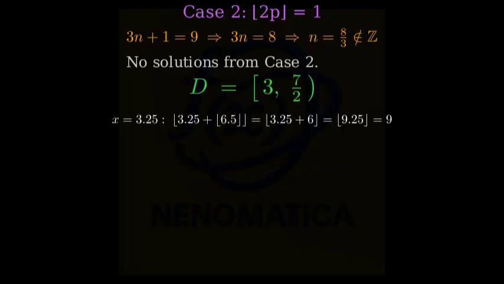Step 5. Final answer. The complete solution set comes from case 1 only. Therefore, x lies in the interval from 3 to 7/2, including 3, but excluding 7/2. As a quick check, picking x equals 3.25 gives floor of 3.25 plus floor of 6.5 equals floor of 9.75, which is 9. This matches our solution interval.